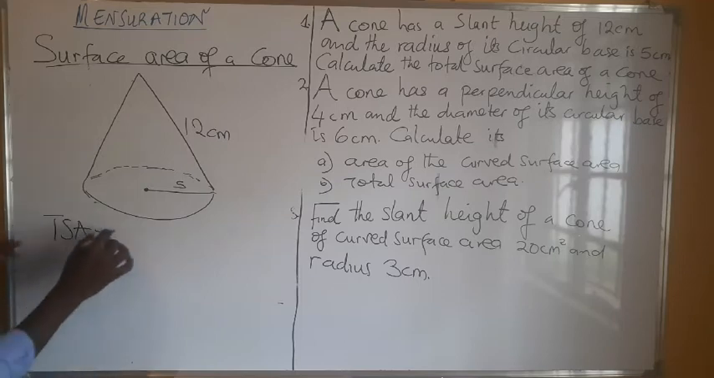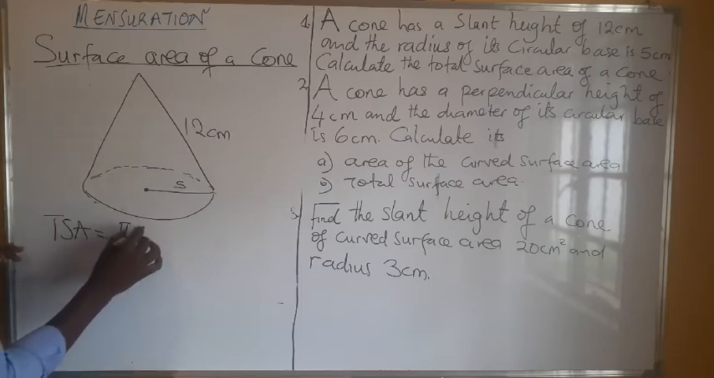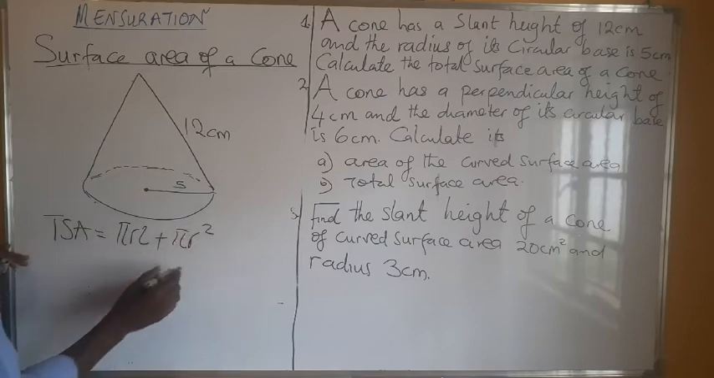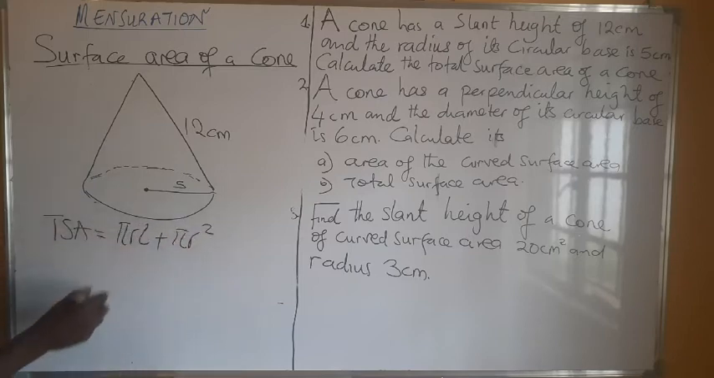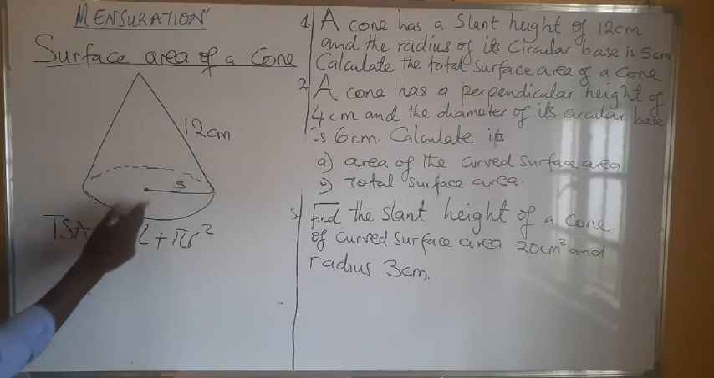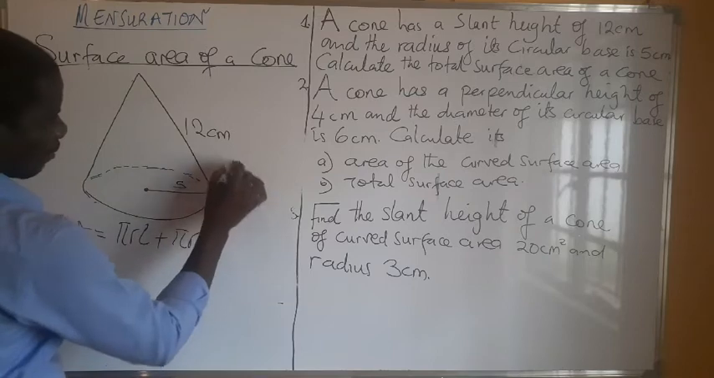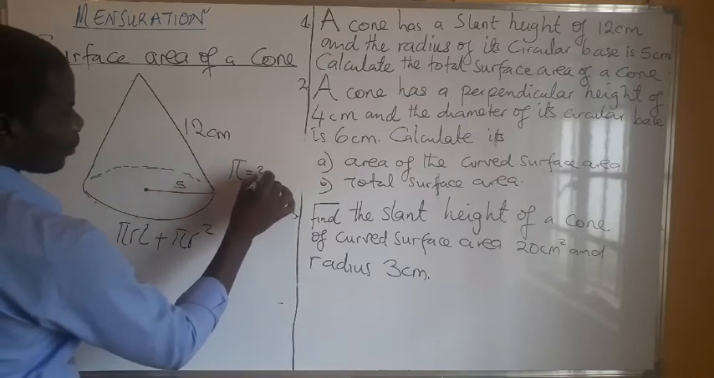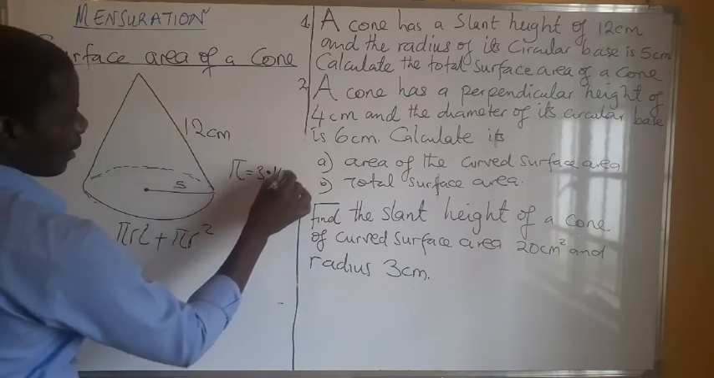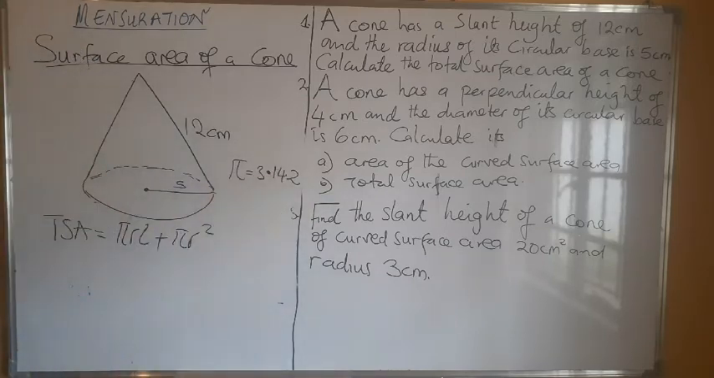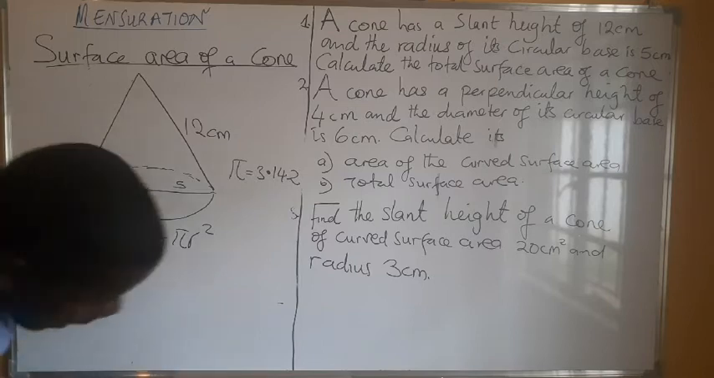I told you that we've got these two formulas, and you can use this one as it is here. R is our radius, then this L is the slant height. Pi, in most cases in paper 2, we use 3.142. So we'll take this as our pi. So we can use this formula here and see what we are going to get.